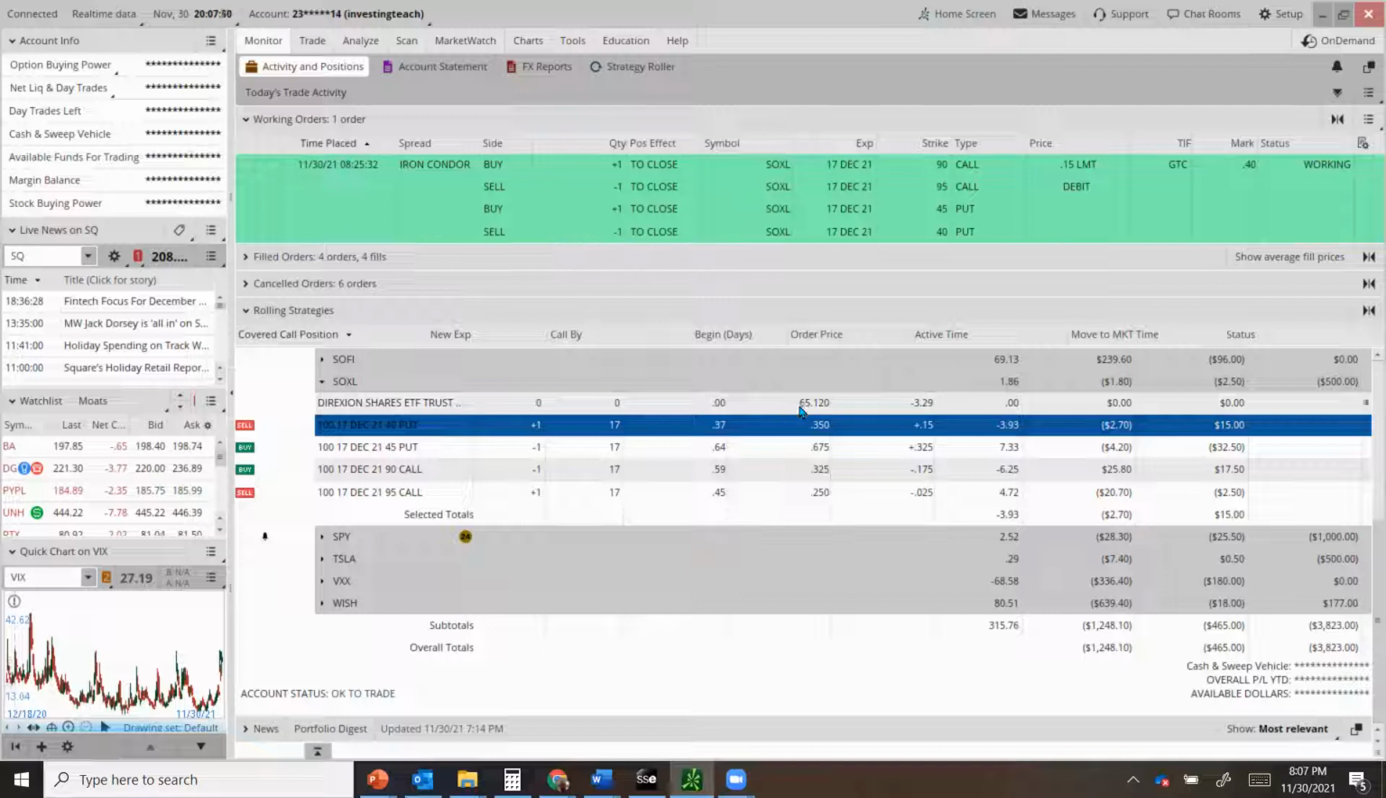The current price is 65.12, a pretty big cushion to the 40. So if you just let that go all the way until December 17th, if it's still above 40, then this position will be cleared out of your account. You still get your premium, but then you would also receive that money back into your brokerage account if it was just a cash secured put.